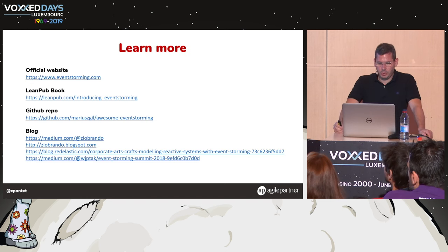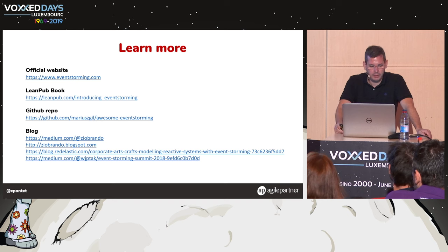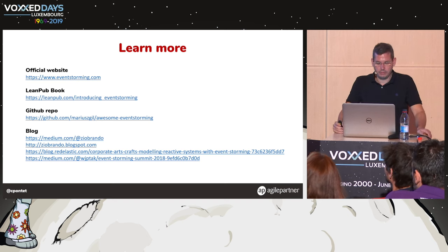If you want to learn more, you have the official website. You have a LeanPub book that is not finished. Don't ask Alberto about that. It's making him a bit angry. You have a GitHub repository from Marius Gill, who is one of the EventStormers. And you have the blogs and stuff like that.